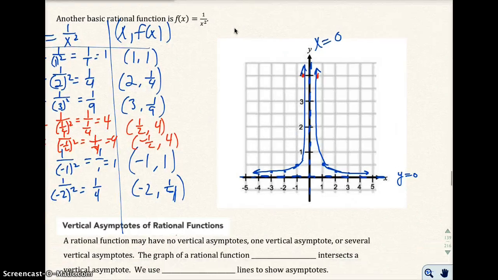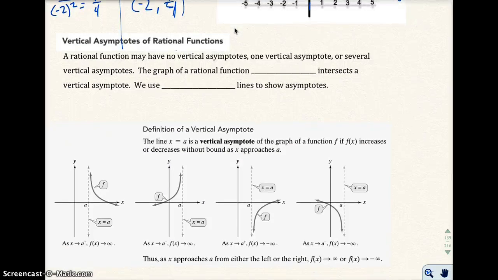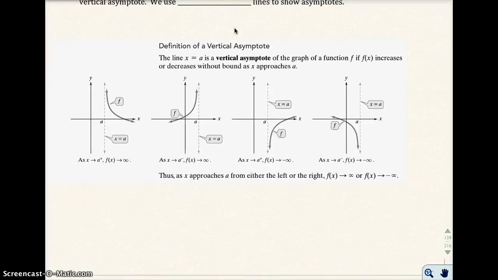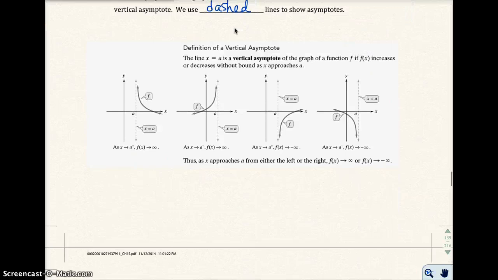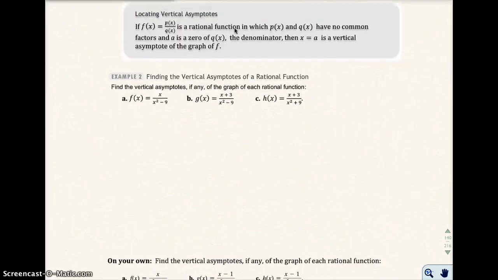Okay. Vertical asymptotes of rational functions. So we kind of talked about this in the previous two examples. A rational function may have no vertical asymptotes, one vertical asymptote, or several vertical asymptotes. The graph of a rational function never intersects a vertical asymptote. We use a dash line to show asymptotes. I've done that already. How do you locate vertical asymptotes? Basically, you're looking at what x cannot be, and then you would draw an asymptote there.